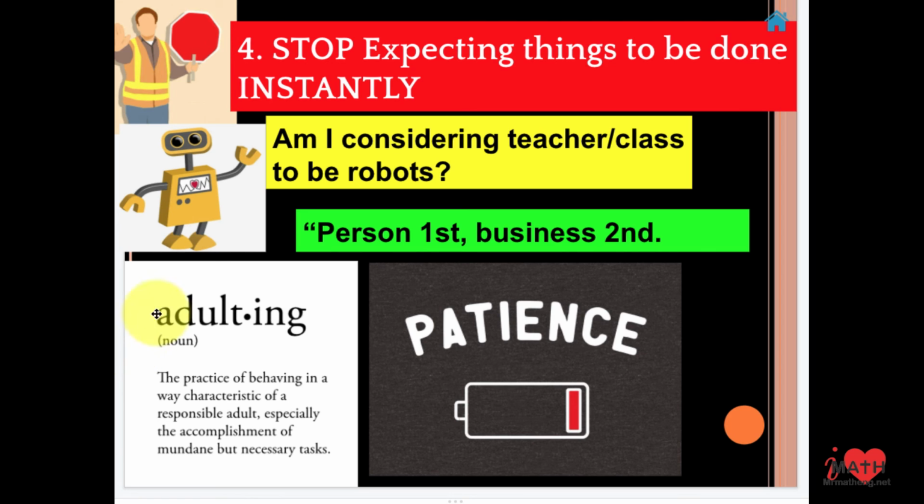And number 4, don't expect things to be done instantly. You and I are not robots. Remember, you're a person. I am a person first, and then business or the class or the grade second. So be patient. That's part of adulting.